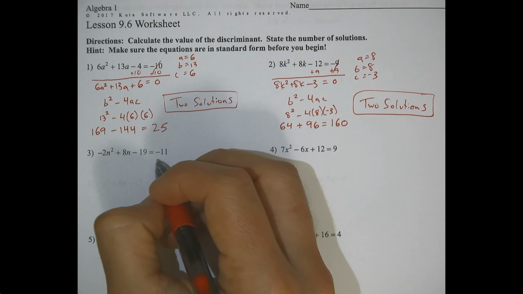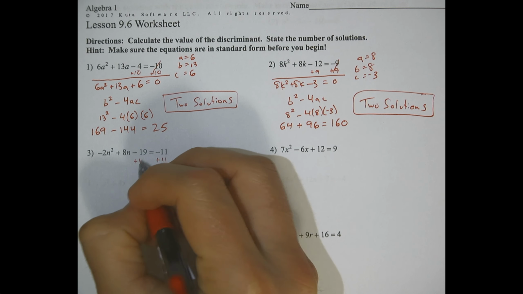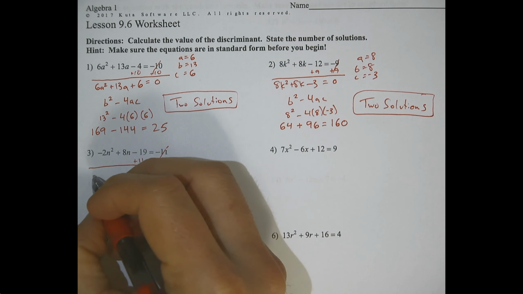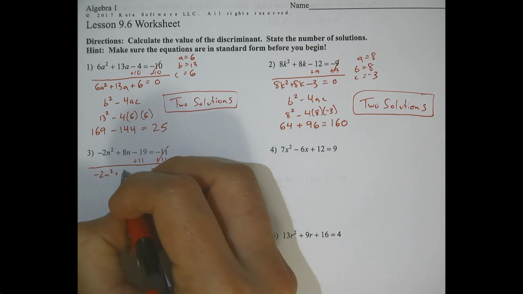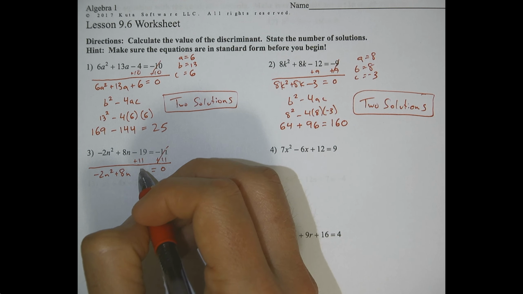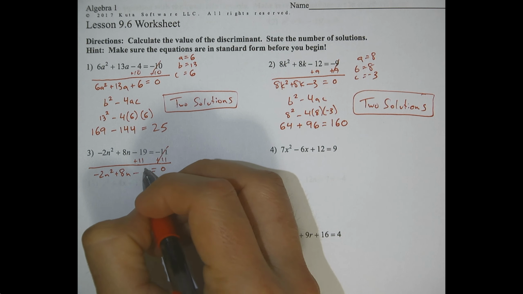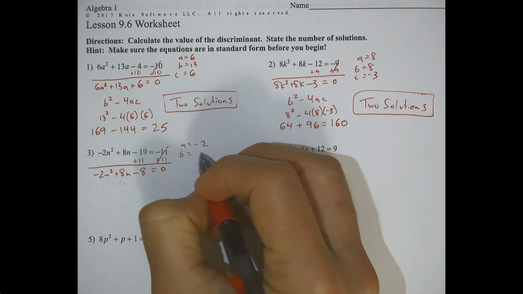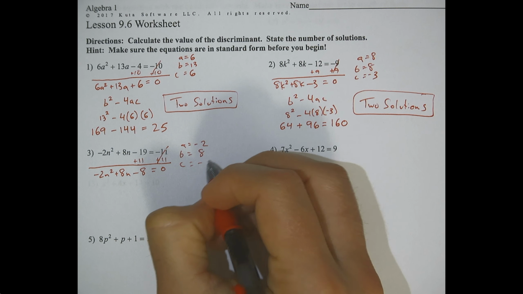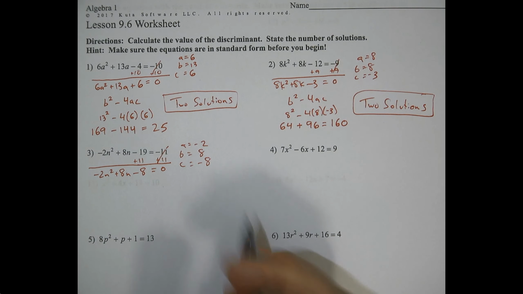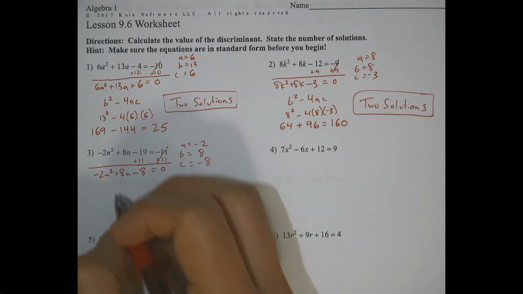Number 3, let's go ahead and move this negative 11, create a 0 over here, not affecting the terms with a variable. Negative 9 plus 11 would be negative 8. So A is negative 2, B is positive 8, C is negative 8 because of the minus. It's very important to be careful with those negatives. You lose a negative, it could mess the whole thing up.